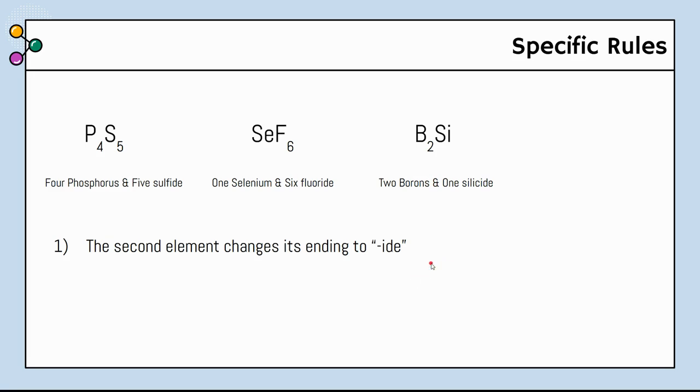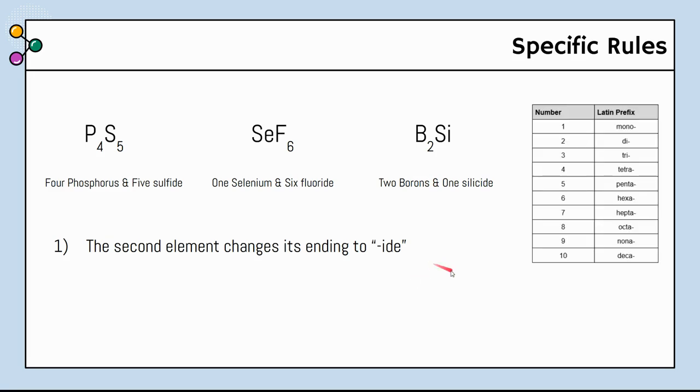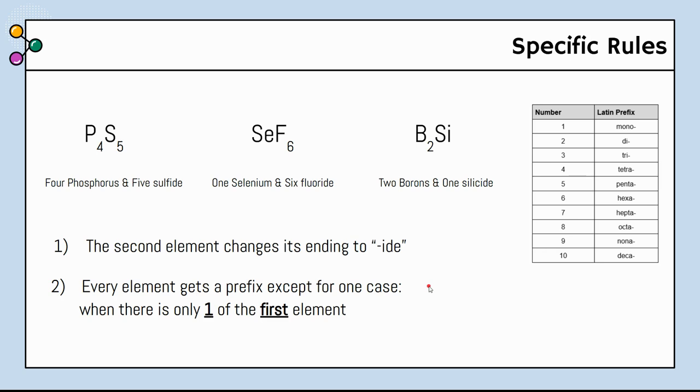Now for our next rule, and our really last rule, we need to find our list of prefixes. And up here on the right side, I have our list of prefixes, each prefix corresponding to a different number. Now every element's going to get a prefix except for one specific case. When there is one of the first element in a compound, we do not add a prefix. We basically don't use this mono prefix for the first element ever.